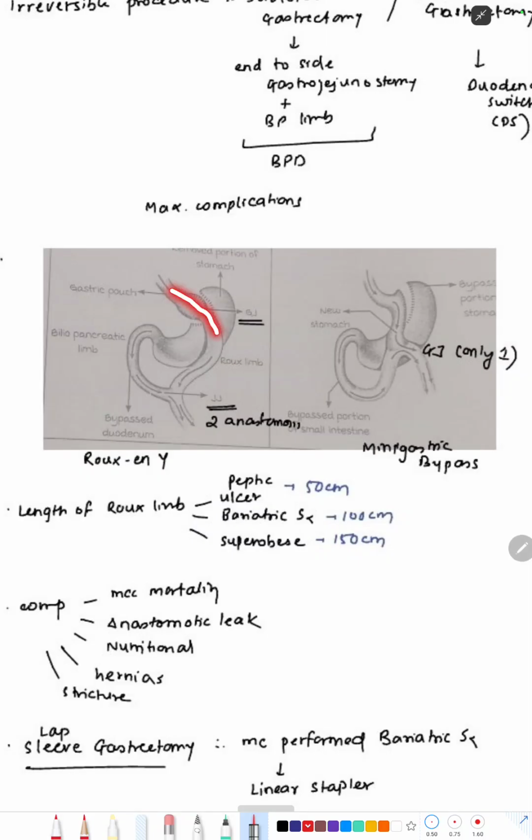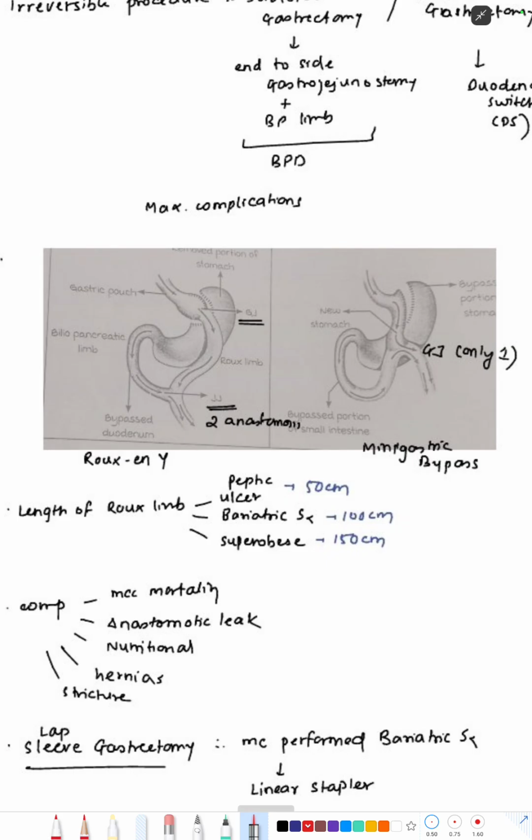Now, the next is this particular procedure where there is a subtotal gastrectomy that is done. Then there is a gastrojejunal anastomosis, and over here the bypassed stomach, and it will lead to jejunal anastomosis. So this is nothing but your Polya procedure, Roux-en-Y procedure. And over here we can see that only one anastomosis is made, that is the gastrojejunal anastomosis. So that is called as the mini gastric bypass surgery. The length of the Roux limb, it depends, as I said.